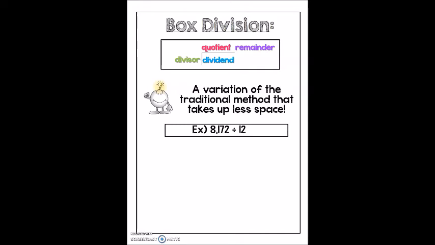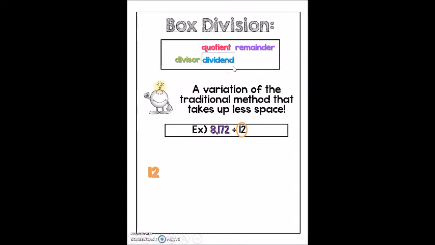8,172 divided by 12. Well, I know that 12 is my divisor, and in the box method, just like in the traditional method, I'm going to write the divisor all the way on the left. That's going to go on the outside of where I do my work. Then I need to look at my dividend. In this problem, the dividend is 8,172. Just like in the traditional method, the dividend is going to be written on the inside.